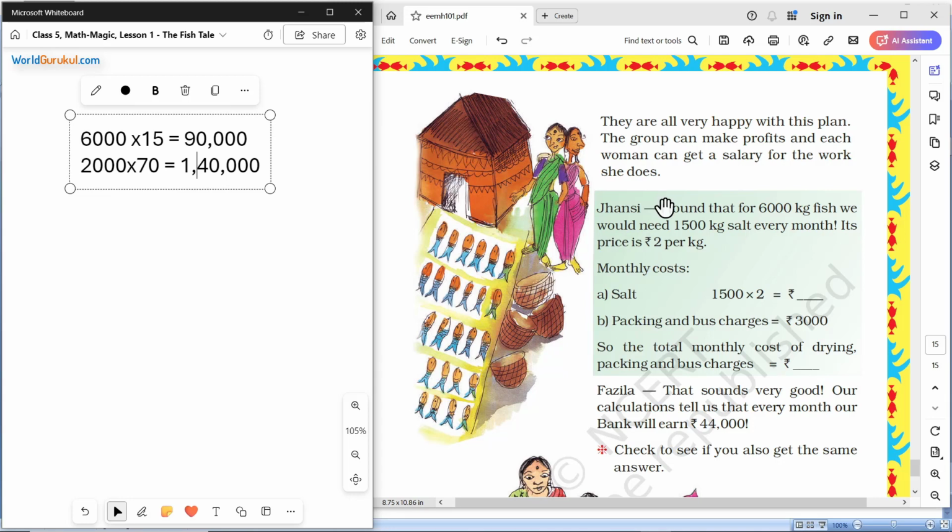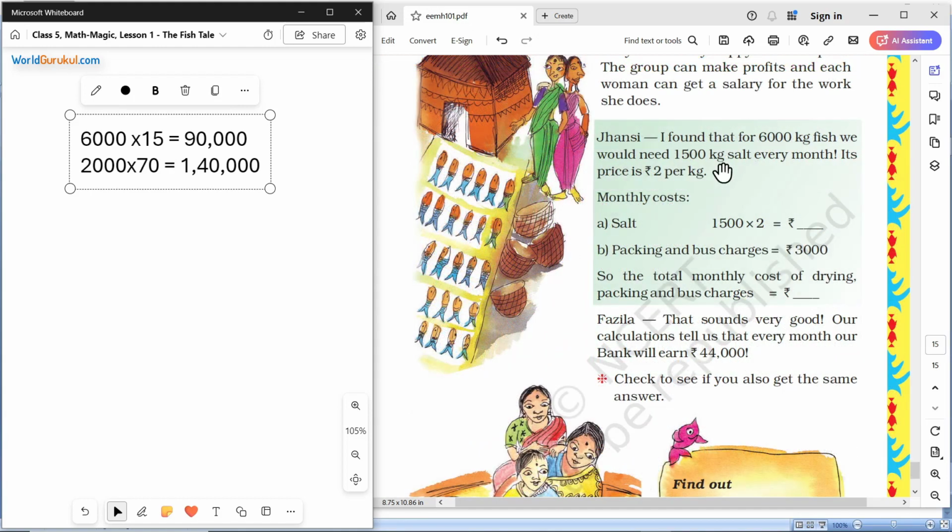So this is all the plans they are making. Before doing any business, we need to make some plans, right? The profits are shared among all the women, and they take salary, and they calculate all the finances like that. So they're calculating the profit. How they're calculating? Let us see.